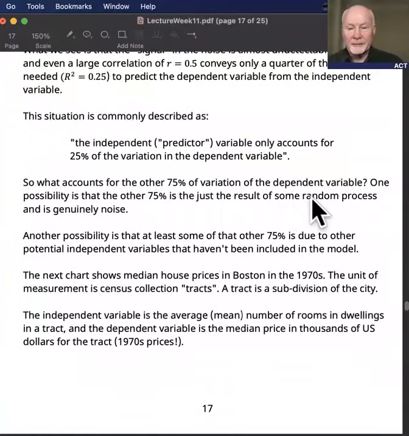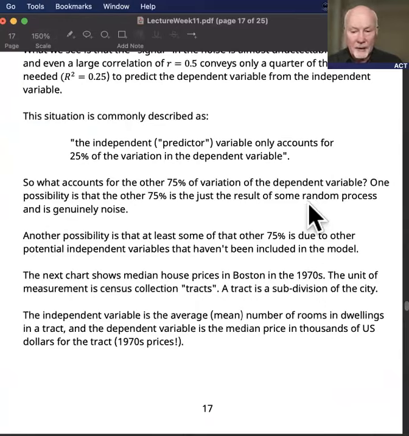noise, just error. But another possibility, and this is often the case, is that some of that other 75%, which is not explained by our single predictor variable, is due to some other potential independent variables that haven't been included in the model.